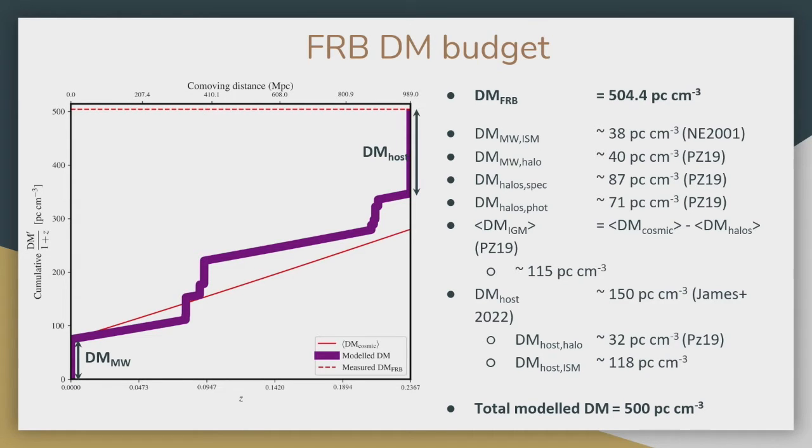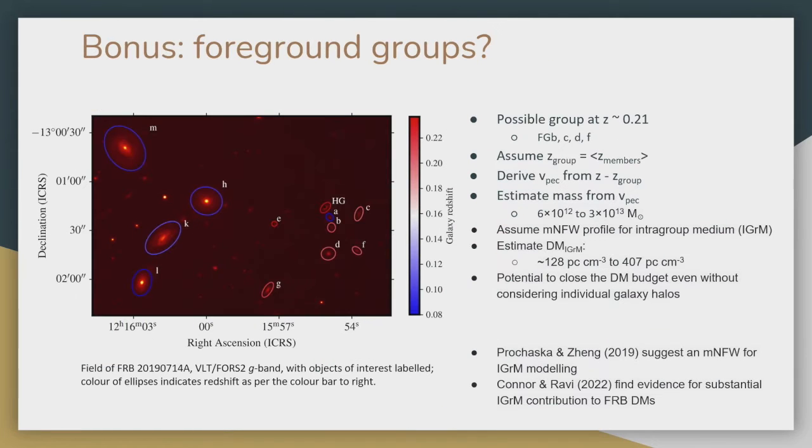So as you might have noticed, oops, that's the wrong button, this one. There's a bit of a cliff here in the DM, and that's because of a set of halo models that are at a similar redshift at z equals 0.21, which might represent a galaxy group in the foreground. So to explore this, we estimated the group's mass from peculiar velocities, fed it to another MNFW profile, which this time represented the intra-group medium of the group, which could be a contributor.